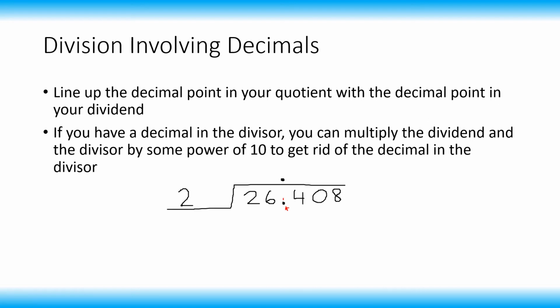You need to line it straight up to where you're going to write your quotient, and the decimal point in your quotient, so that's this one with the green arrow, needs to be directly above the one that's down here. Okay, so that's really all that you need to remember. If you remember the rest of how long division works, then you're all set.